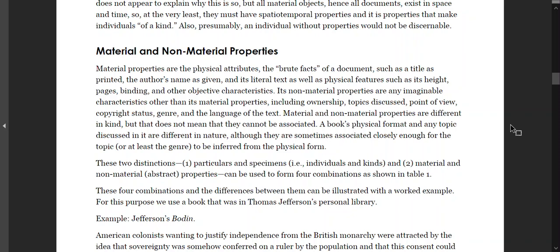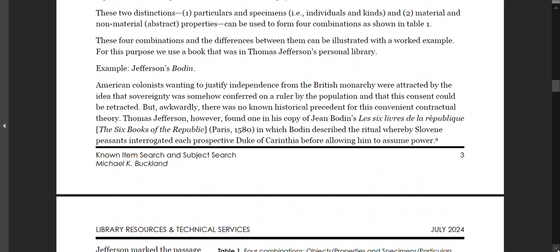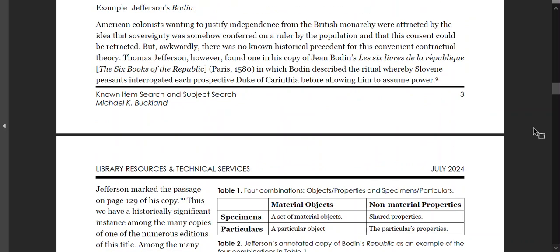These four combinations and the differences between them can be illustrated with a worked example. For this purpose, we will use a book that is in Thomas Jefferson's personal library. Example: Jefferson's Bodin. American colonists wanting to justify independence from the British monarchy were attracted by the idea that sovereignty was somehow conferred on a ruler by the population, and that this consent could be retracted. But awkwardly, there was no known historical precedent for this convenient contractual theory.